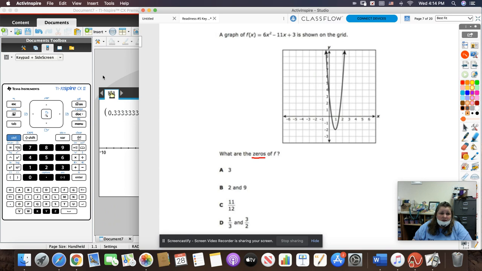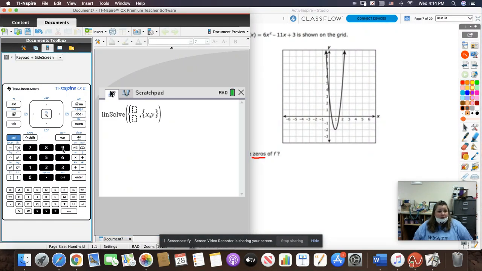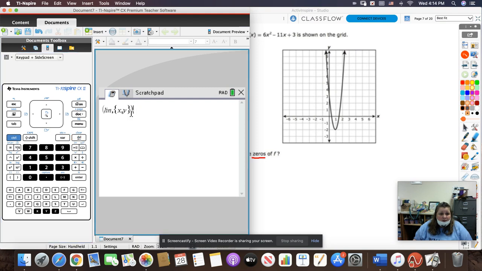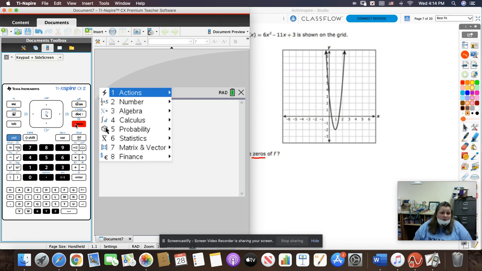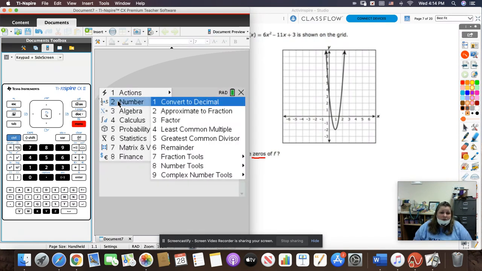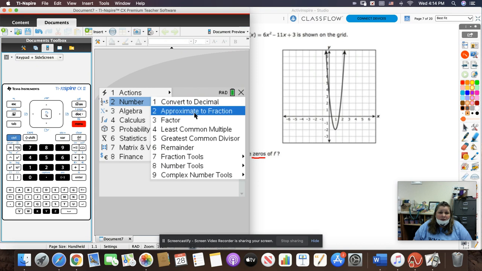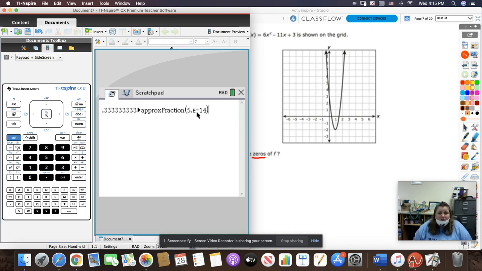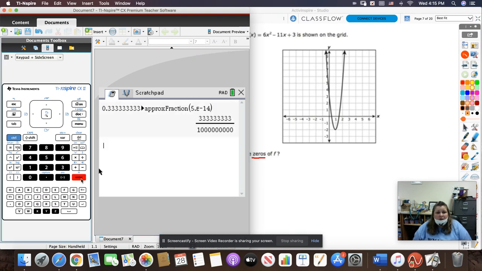Again, this is a decimal. If you're not sure, you can come over here. You can type, you can delete all that out. You can type 0.3333333, menu, go to number, and then it says approximate to a fraction. So you can turn the decimal into a fraction, click enter.